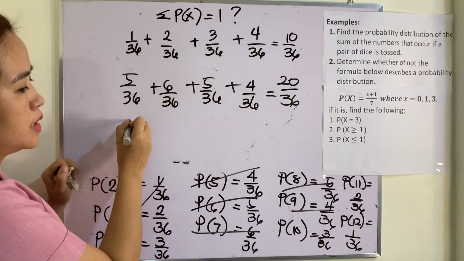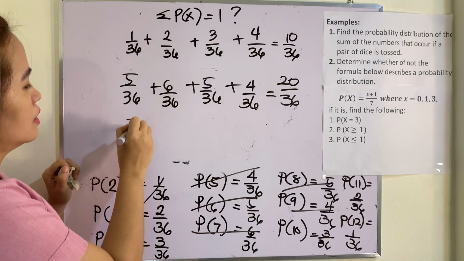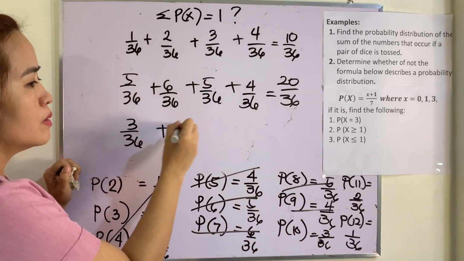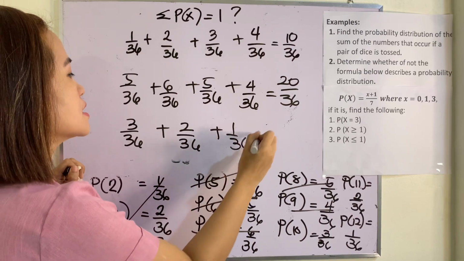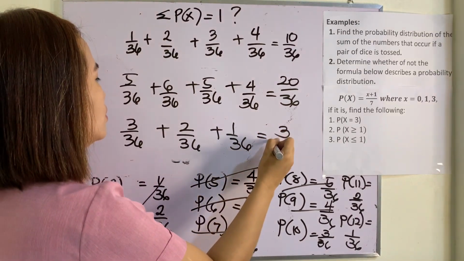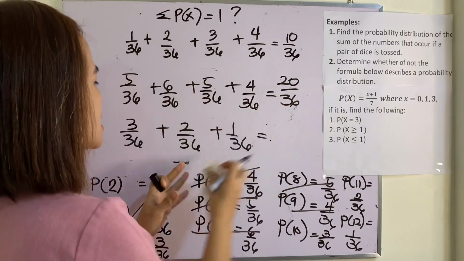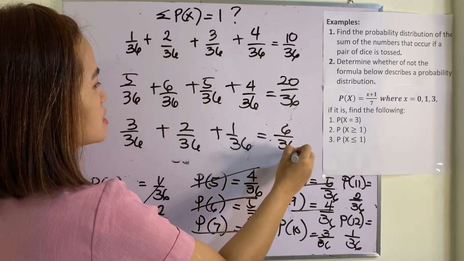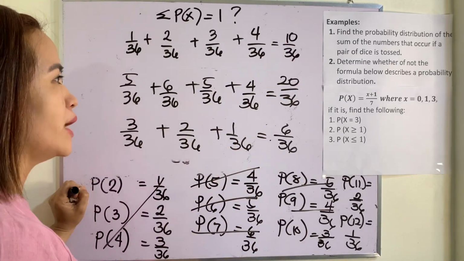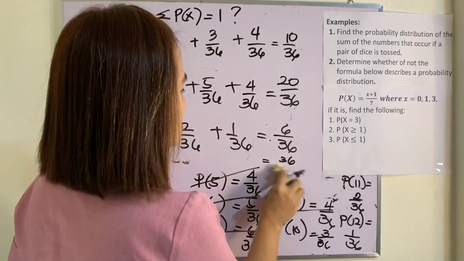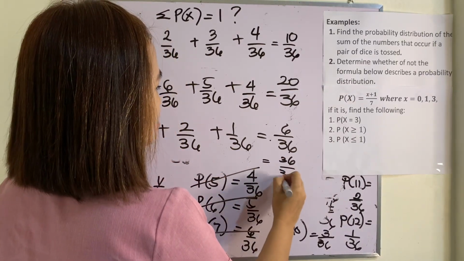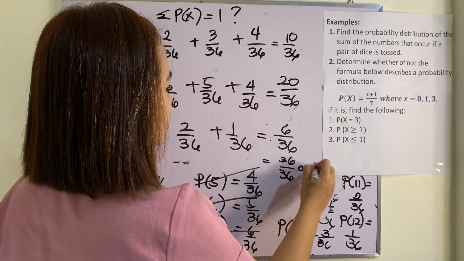And the last, we have 3 over 36 plus 2 over 36 plus 1 over 36. This one is 6 over 36. So when you add them all, we have 36 over 36, and that is, of course, equal to 1.